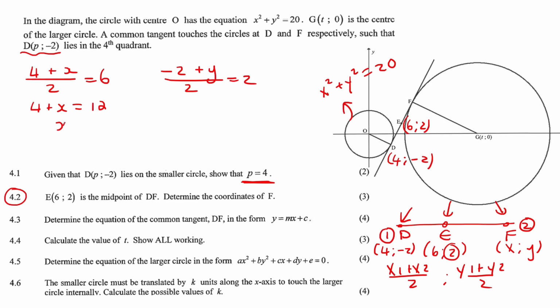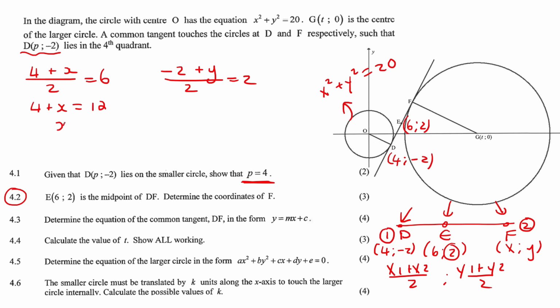This question says, determine the equation of the tangent DF. Okay, that's an easy one. Hey guys, I don't know why that's worth 4 marks. Because we have the coordinates. Well, I guess we have to go get the gradient and all of that. But it's not difficult. So we can go work out the gradient of DF.